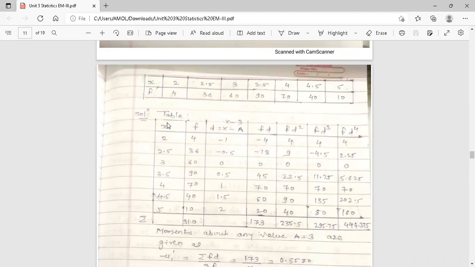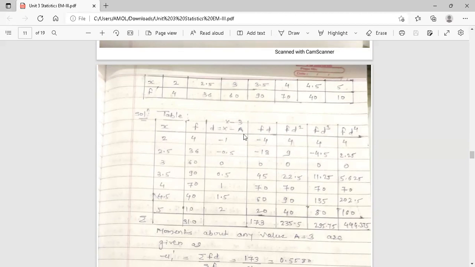Now you construct the table. First column, the variable or observation column. Second, the frequency column. Third, you construct the column D, where D is equal to x minus a. A is any value from the variable column or observation column. We try to take the middle value here. Suppose a is equal to 3. So your D is x minus 3.